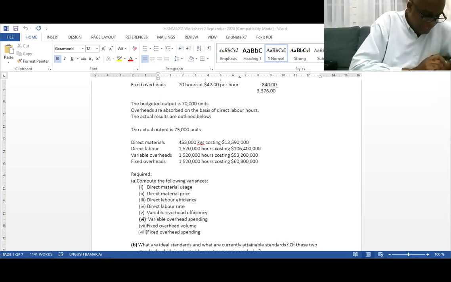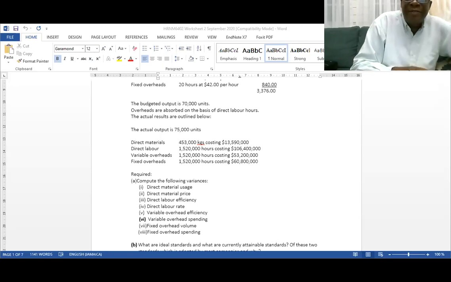That is the variable overhead efficiency variance. Now the variable overhead spending variance is equal to, open brackets, standard rate per hour minus actual rate per hour, we close the brackets, and we're going to multiply that by the actual hours. We're going to multiply what's in the brackets by the actual hours.